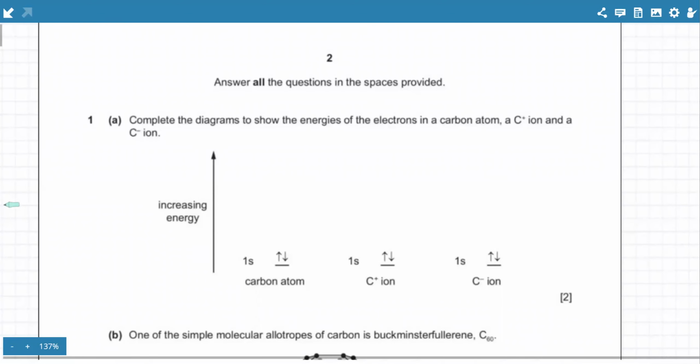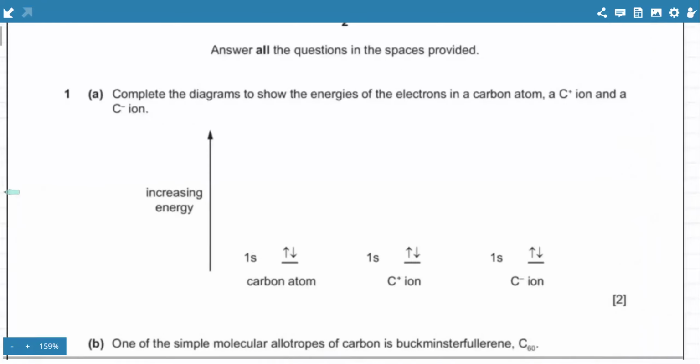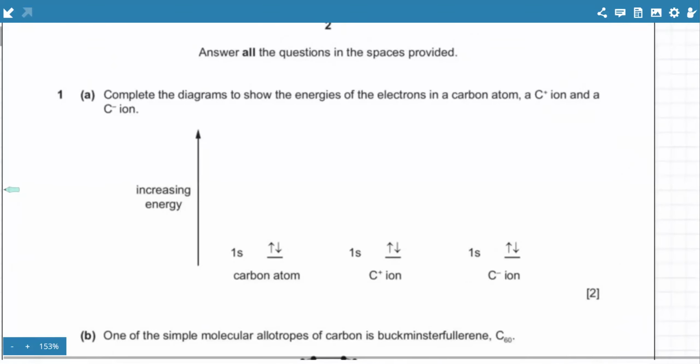So starting with the first question: complete the diagram to show the energies of the electrons in a carbon atom, C plus and C minus one ions. So you have to draw the orbitals, the subshells. The first one is 1s, and that's already drawn for all of them.